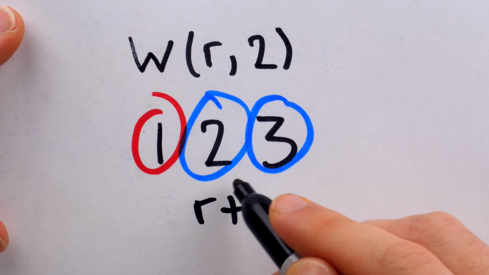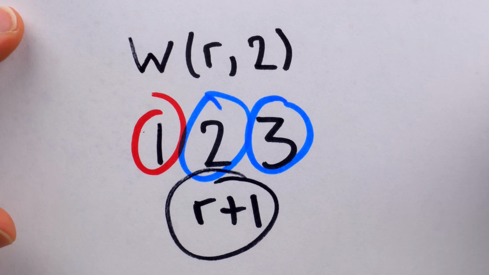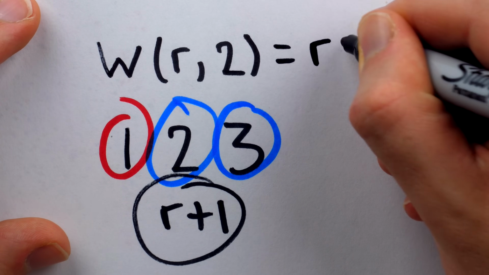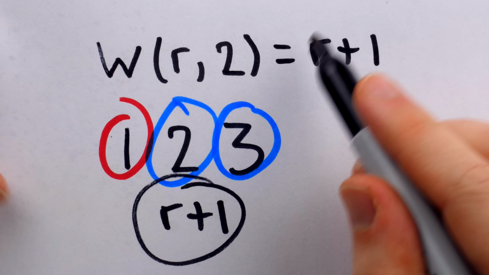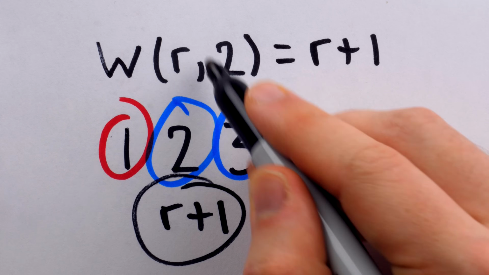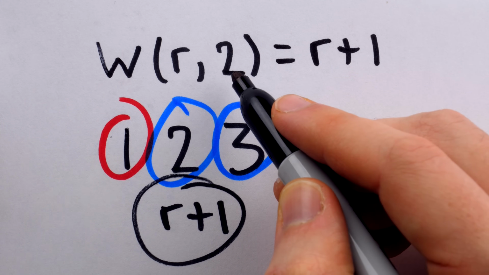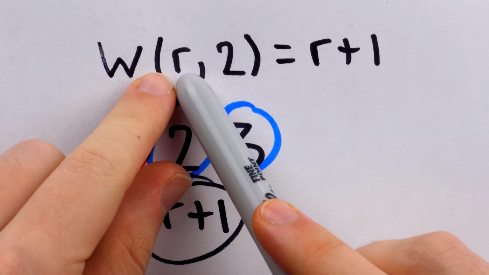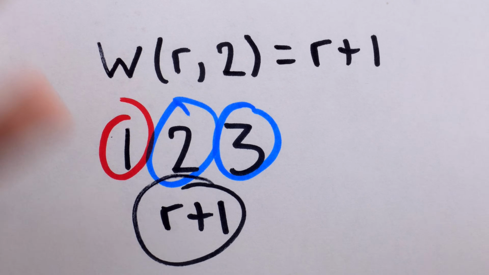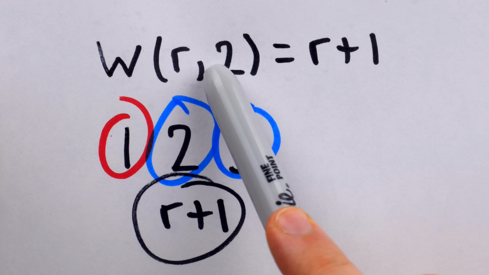So in general, we would need r plus 1 positive integers. If we're using r colors and we're coloring r plus 1 positive integers, at least two of them will have the same color, and from them, we get that arithmetic progression of length 2 with a single color. So for example, if we were using 4 colors, we would need 5 integers to guarantee an arithmetic progression of length 2 with a common color.